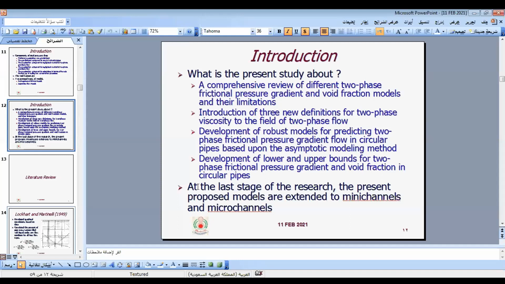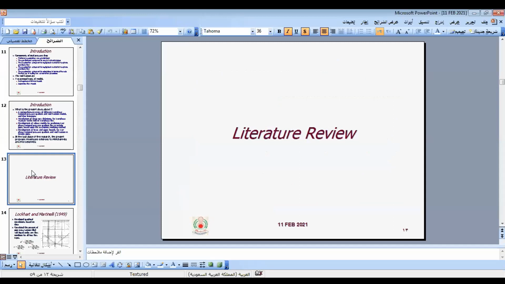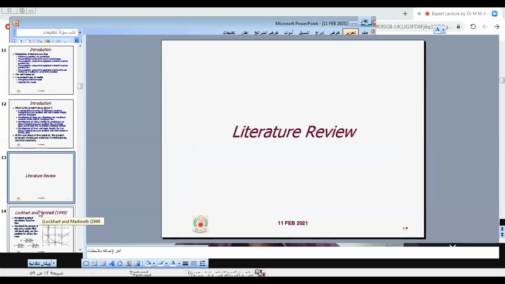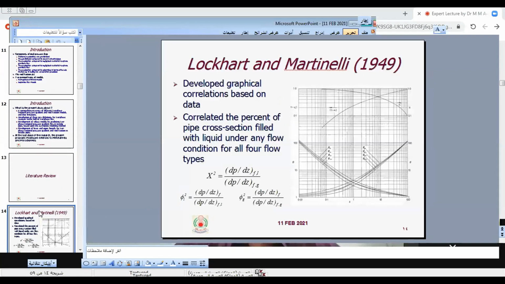Today I will start with covering some previous work, because in research, when you try to develop a new idea, you first make a survey in literature, and based on this survey you try to find a gap in literature so you can start your new idea. This model by Lockhart and Martinelli was introduced more than 70 years ago in 1949.